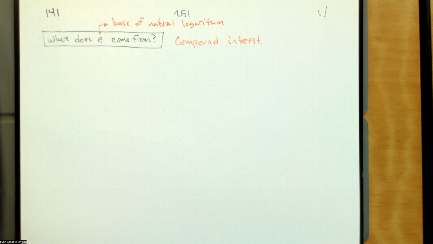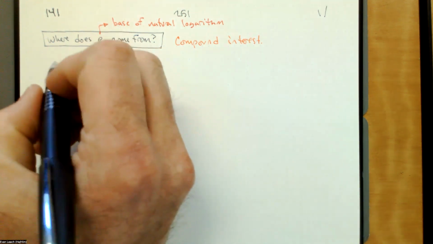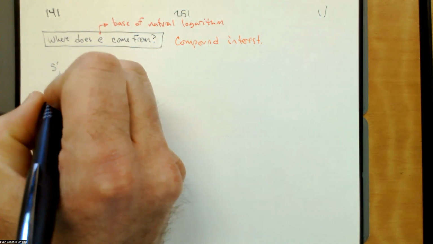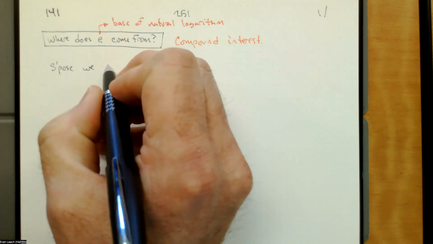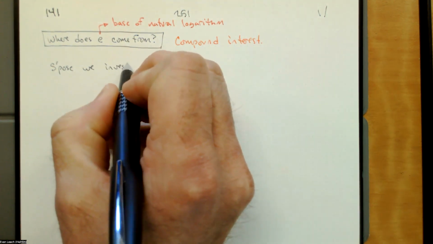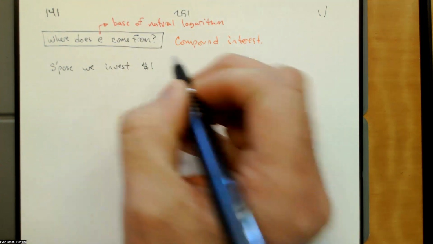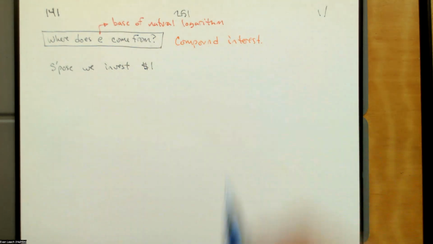So let's first talk about how interest works. We all understand the basic idea behind interest. You give the bank money, the bank does some stuff with the money, and then later on, you have more money, right? So let's imagine, suppose we invest just $1, and that dollar will earn 100% interest because I'm not messing around.